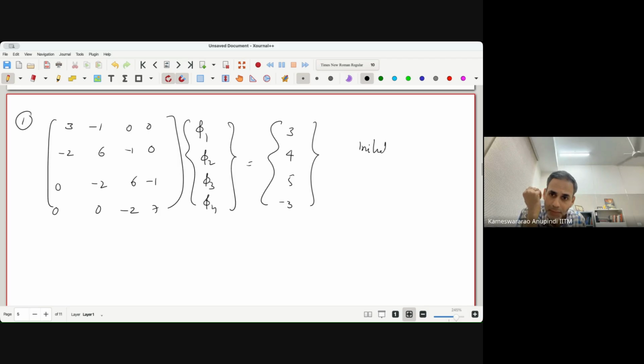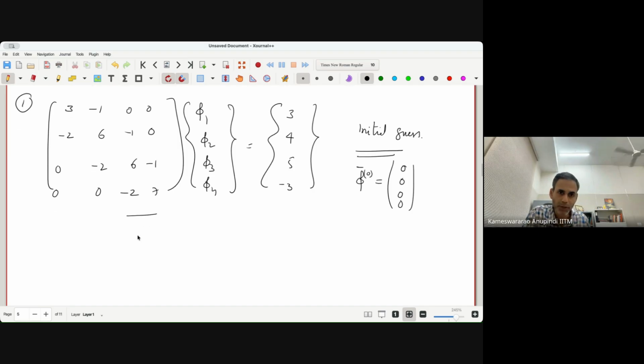Okay, so for applying any of these iterative methods, of course we should be given the initial guess. If it is not given, you should ask what is the initial guess. So let us say we start with an initial guess of phi 0 bar equal to 0, 0, 0, 0. That means all the four values are equal to 0. Okay, how do I do point Jacobi in this case?